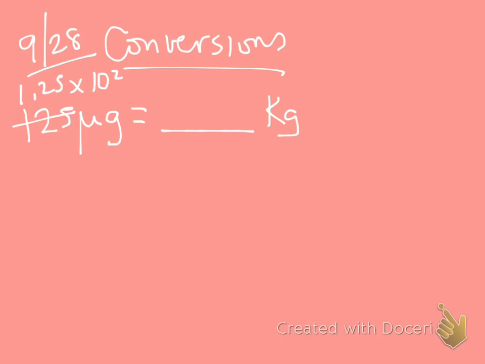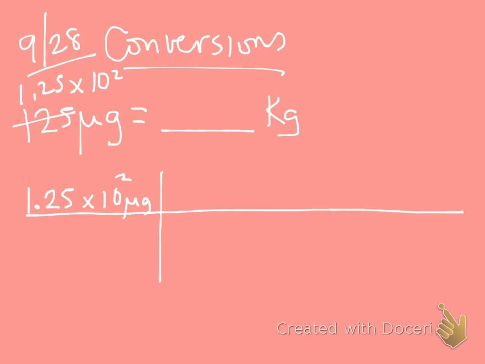So we're doing a factor label. Whenever you do a factor label, your given goes in the first box. So I'm going to start off with this: 1.25 times 10 to the second micrograms. And I know that the units that are going down here to cancel have to be what? What units do I have to have? Micrograms, yeah. The units in the second spot have to match those units so that they'll cancel.